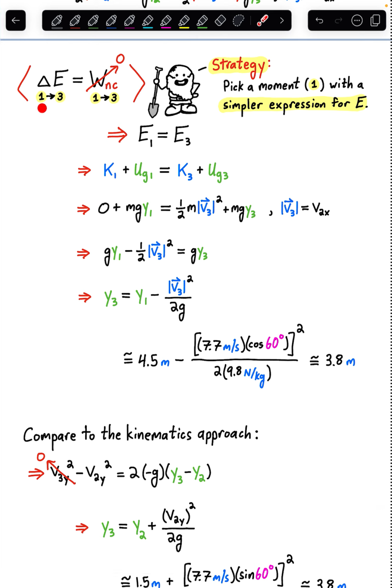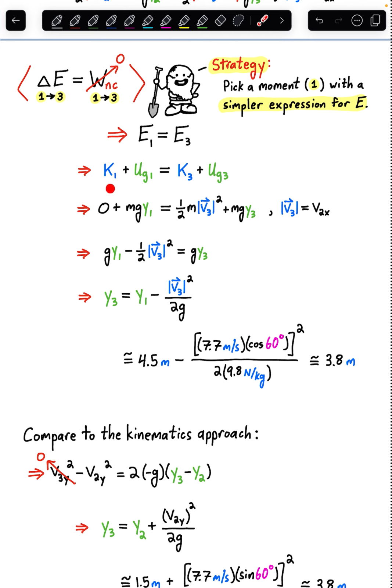Conservation of energy from moment 1 all the way to moment 3. We know that there is no work done by non-conservative forces at any time during that interval. Normal force doesn't do any work, gravity is not doing any work. So that means our mechanical energy of our system is conserved from moment 1 all the way to moment 3. There's actually no need to stop at moment 2. We can say that the energy at 1 equals the energy at 3 without involving moment 2 at all. And if we do that, we get a slightly easier problem to solve, or a slightly simpler algebra to deal with, because of this right here.